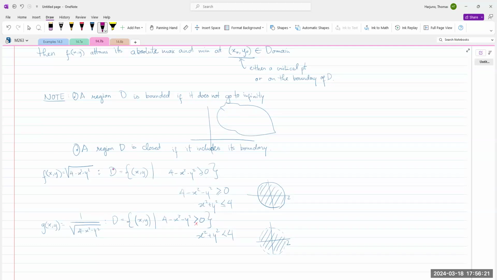Can you show us a region that is not bounded and also not closed? Easy. The first quadrant. The first quadrant is not bounded, but it is not closed either. Why? Because the first quadrant is defined to be where x and y are both positive, right? So we don't include the x-axis and the y-axis. So this is not bounded and not closed.